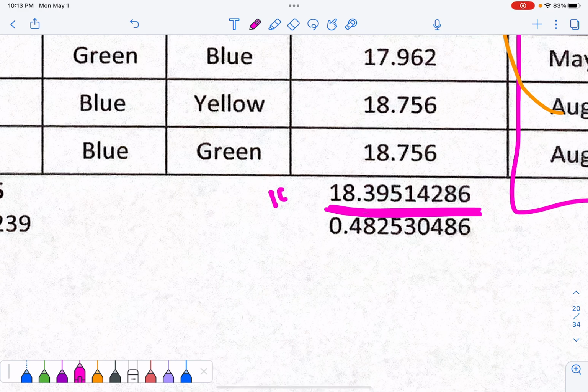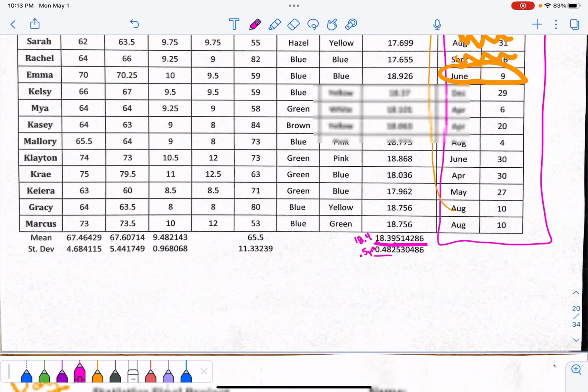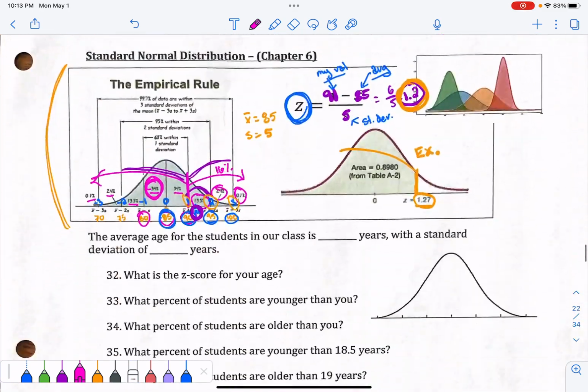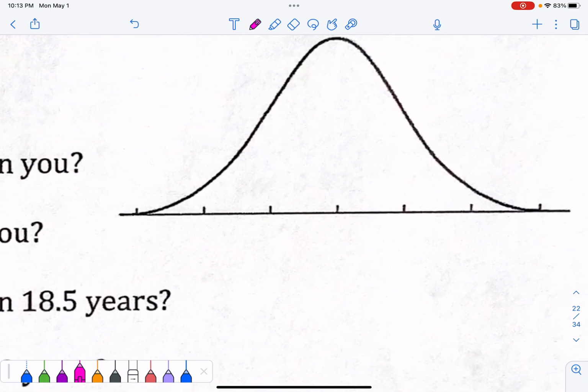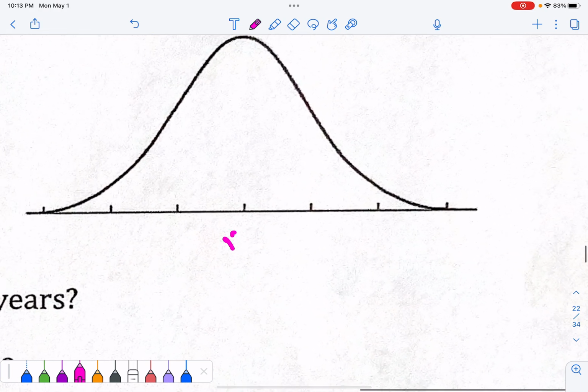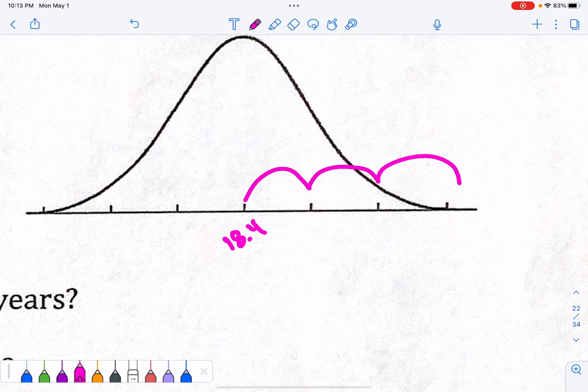So the average age is 18.4 years old. And the standard deviation, if I round to 1 decimal place, is 0.5 years, okay? So half of a year, and 18.4 is the average, okay? So going down here, fill that in, 18.4 and 0.5 years old. Okay, use that to fill out your bell curve. 18.4 goes here, then add 0.5, add 0.5, add 0.5, subtract 0.5, subtract 0.5, subtract 0.5.